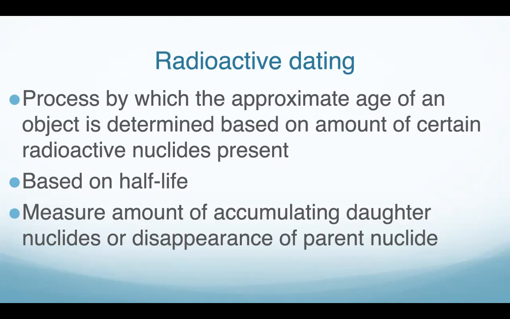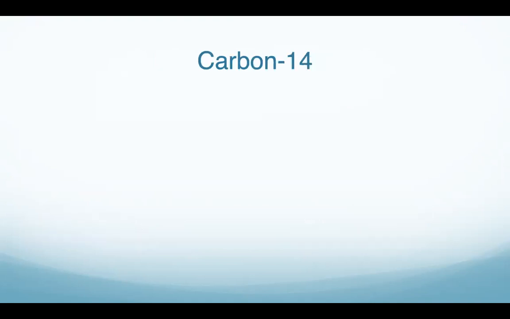So the premise behind radioactive dating is that you are measuring the amount of accumulating daughter nuclides or the disappearance of a parent nuclide, and you're comparing that based on the half-life. So how much of the parent is left, or how much of the daughter nuclides have accumulated over a specific amount of time. One of the most widely used isotopes for carbon dating is carbon-14.